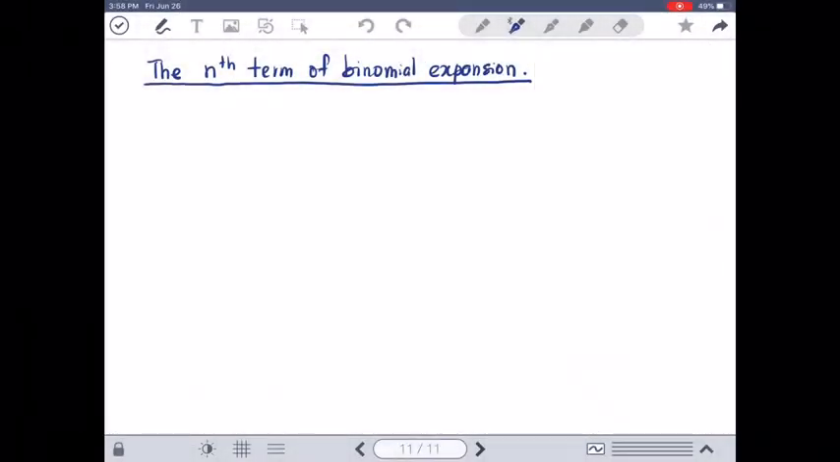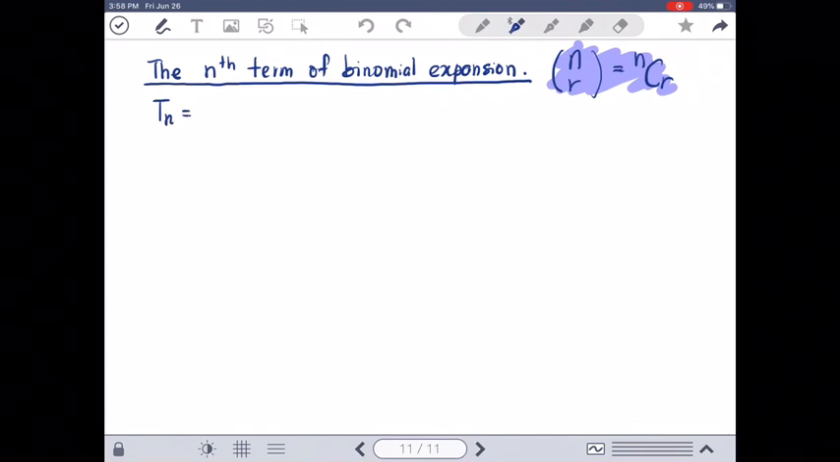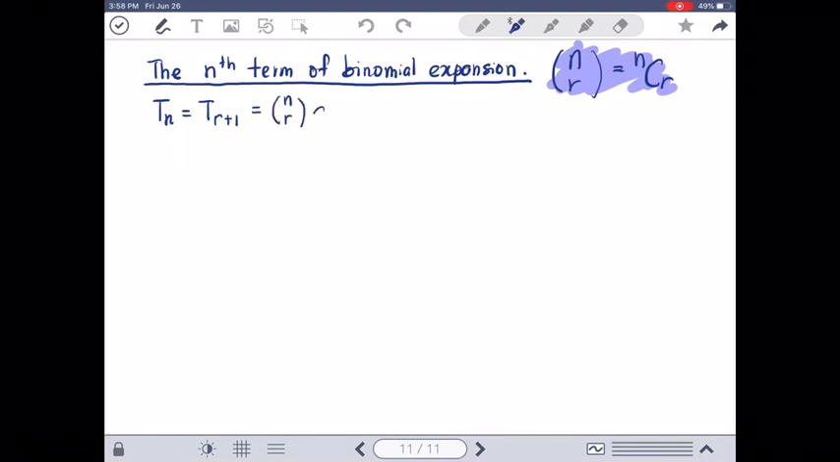Next, we are going to talk about the nth term of a binomial expansion. Before that, just take note that we know that nCr is just equals to NCR. Okay, this is from our prior knowledge. So the nth term of a binomial expansion, Tn, is just equals to T(r+1), which is just equals to nCr, a to the power of n minus r, b to the power of r.